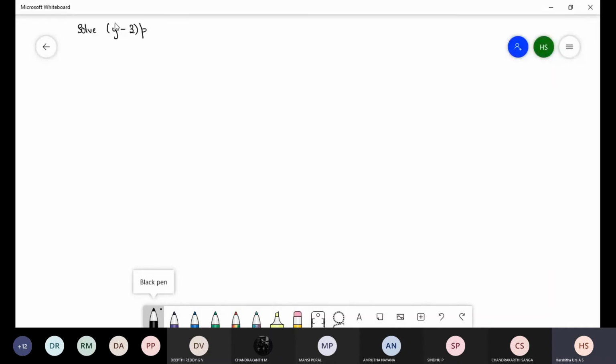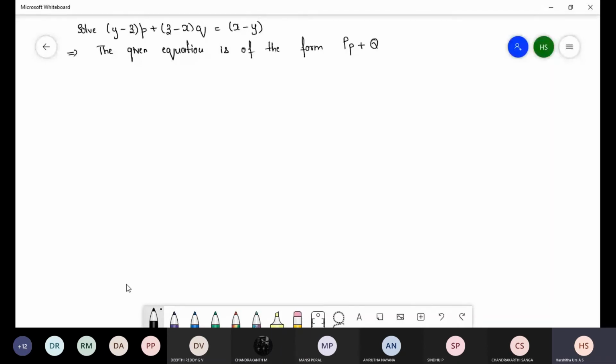Y minus z into p plus z minus x into q is equal to x minus y. So write the given equation. The given equation is of the form capital P into p plus capital Q into q is equal to capital R. The auxiliary equations.